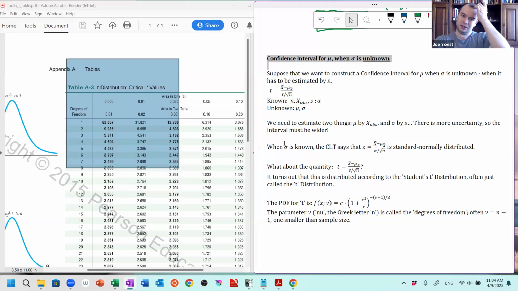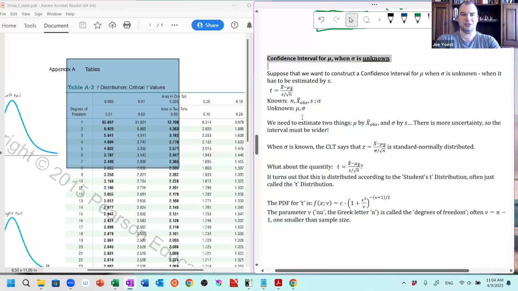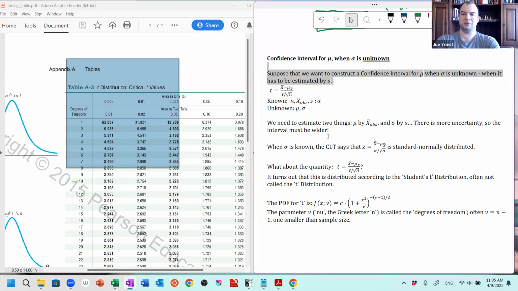We have to use a different distribution, the T distribution. Now, that being said, it actually follows a lot of the same general patterns that we saw previously. So it's not going to look completely different. In fact, it'll look quite similar. But I think it was good to start with the Z distribution because we're more familiar with that one. Okay, so our goal is to construct a confidence interval for mu when sigma is unknown, when we're estimating sigma by s, the sample standard deviation.